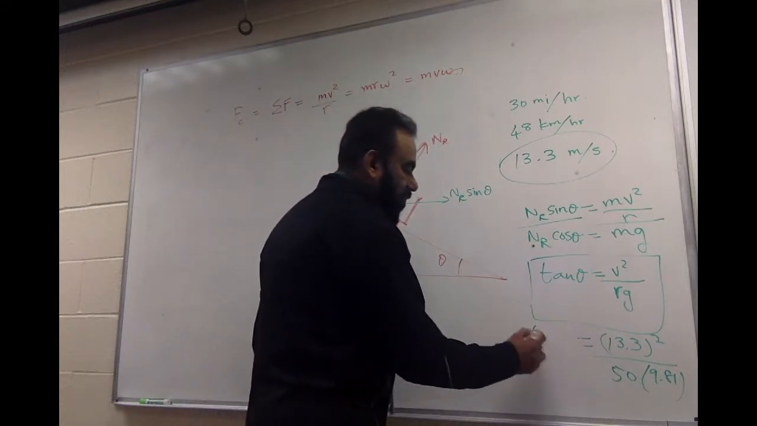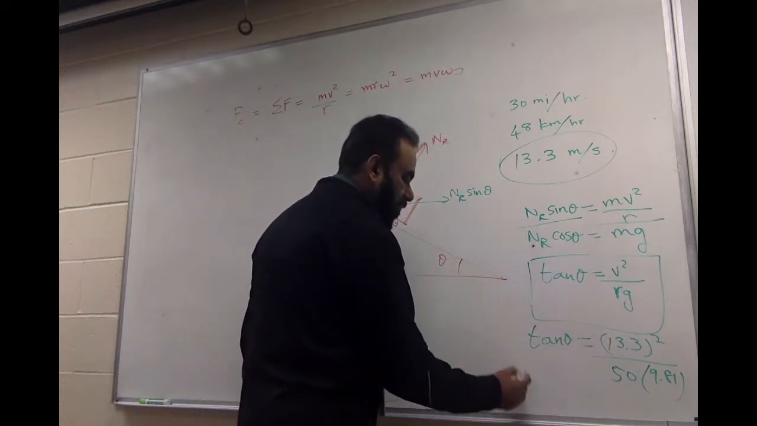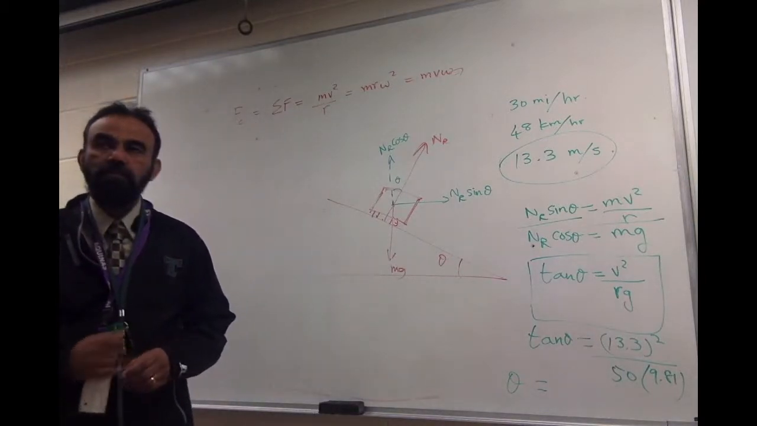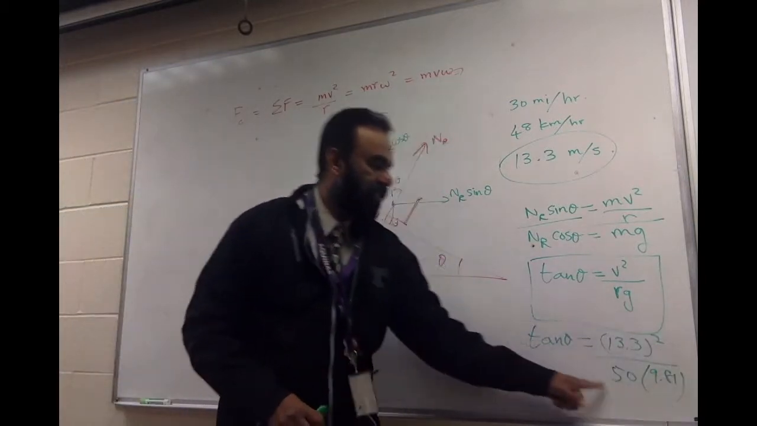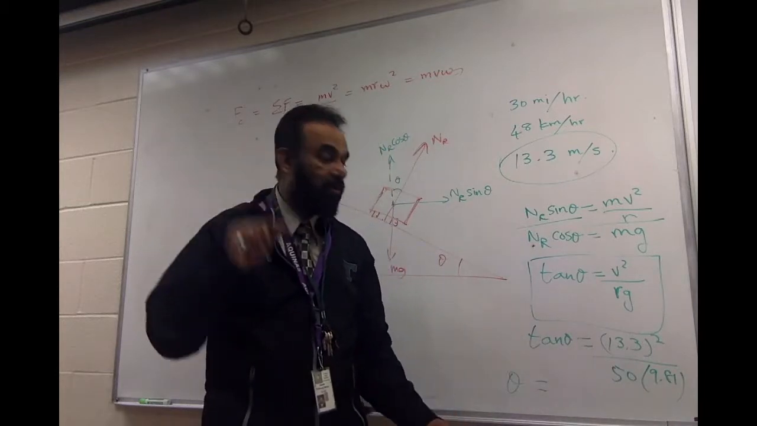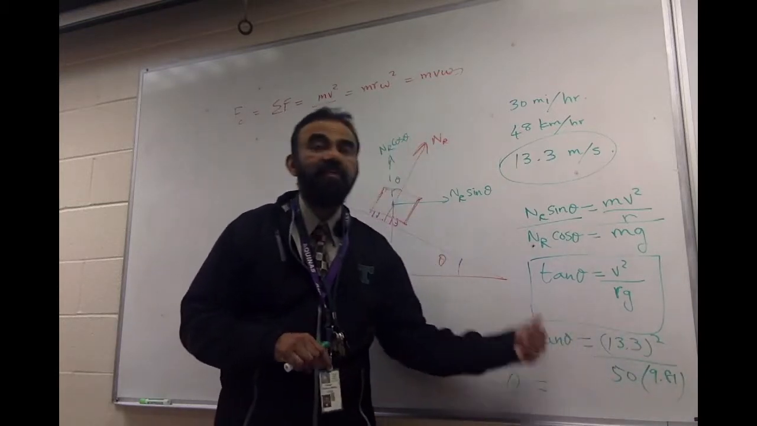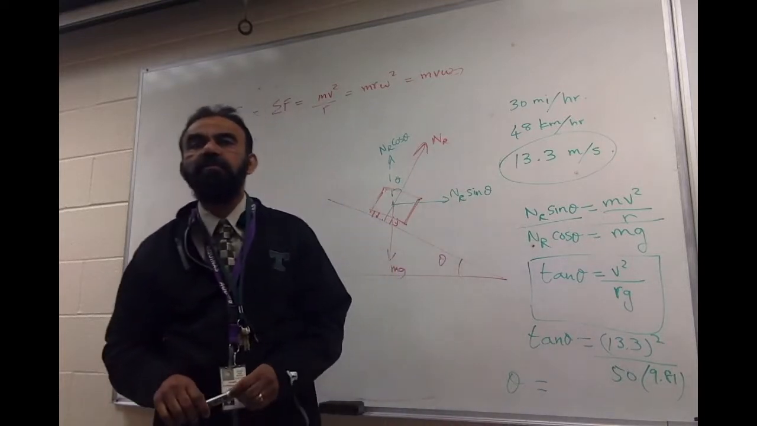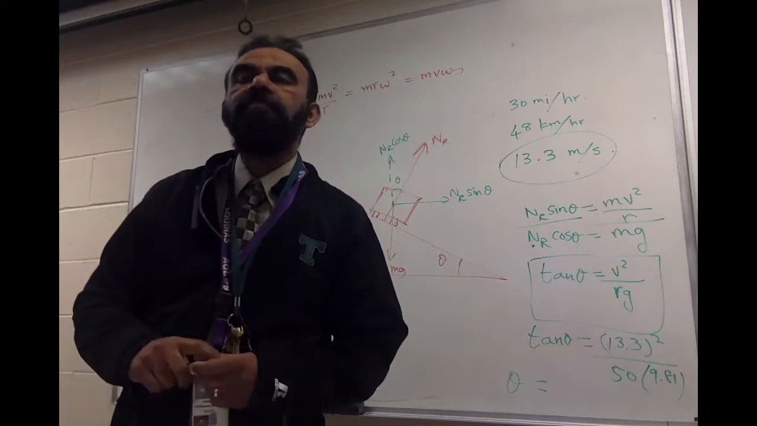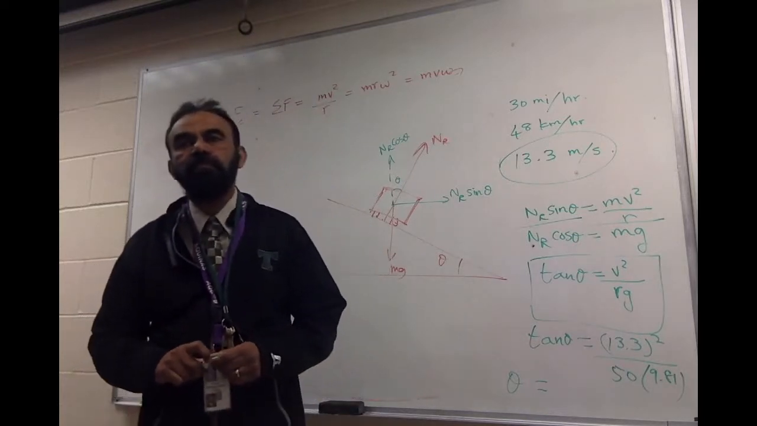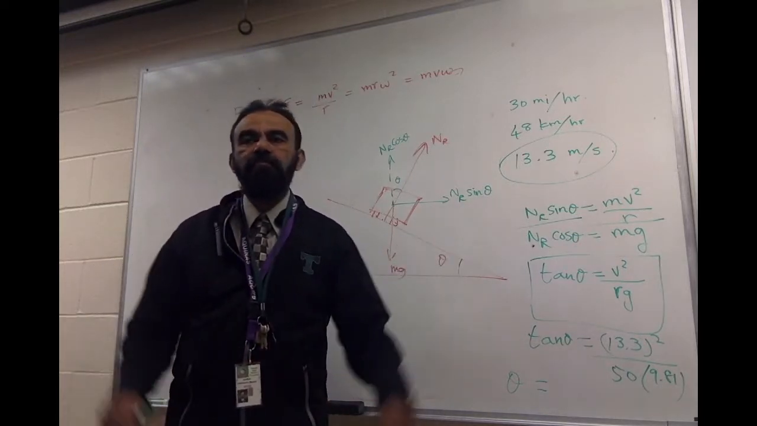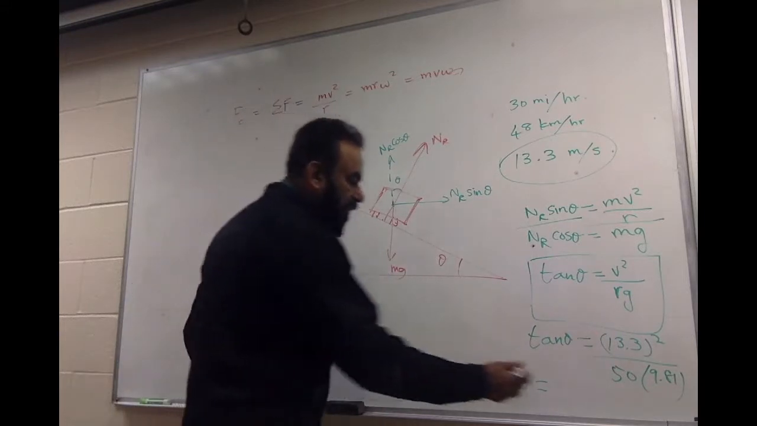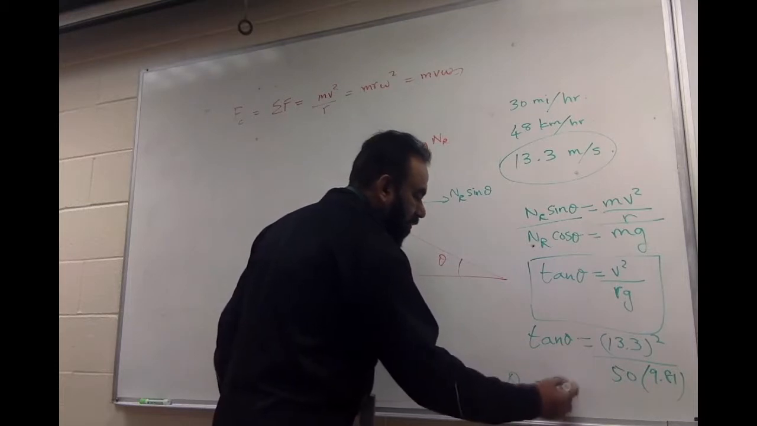What is the angle? Go ahead, fast. How much is the angle? Do this whole calculation. Make sure you calculate this in the degree mode. Do this whole thing and get tan inverse of that answer. You should be getting the answer 20-something. The angle of banking, how much is this supposed to be? I got 19.9 degrees, almost 20 degrees.